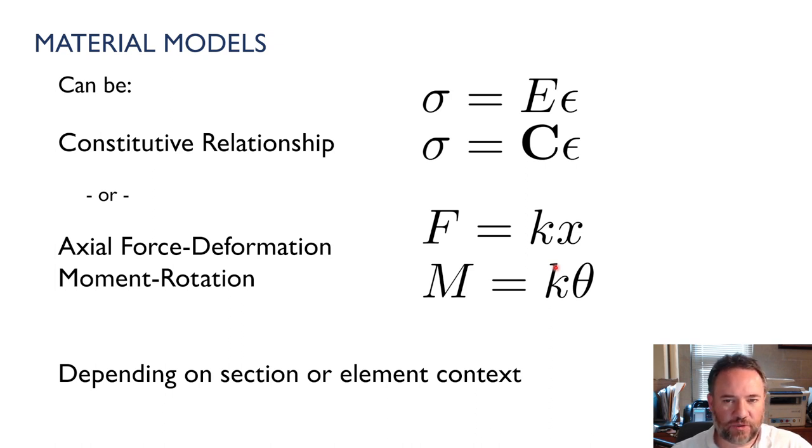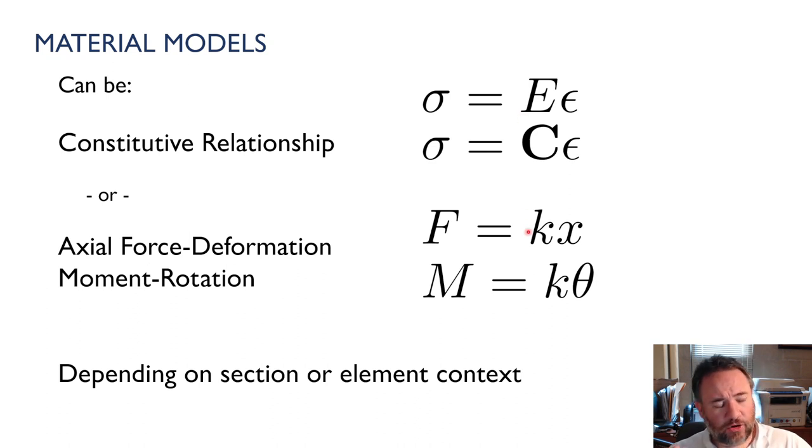So which one I'm using here depends on the context of how I'm using that material. I define my material, and I have to give it appropriate units. And if I use my material inside a fiber element, for example, where I have multiple fibers and each fiber is representing one little bit of the cross-section, then I would be defining it in terms of stress and strain. So I would be using this one at the top.